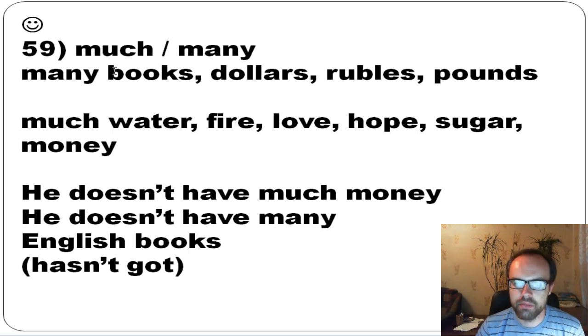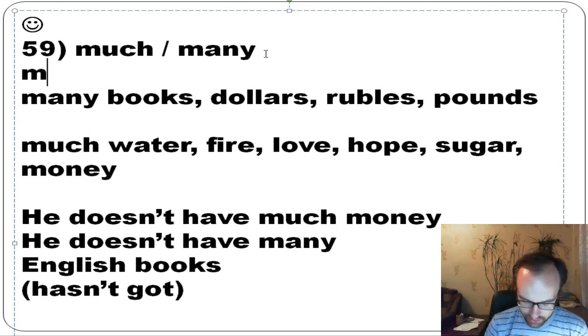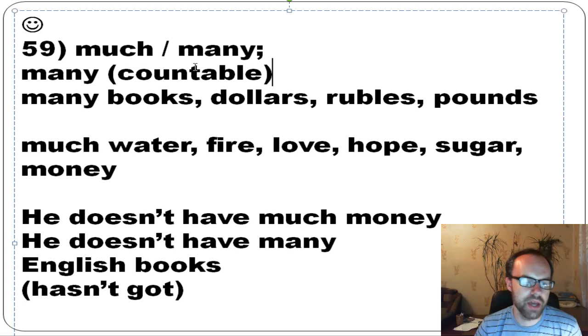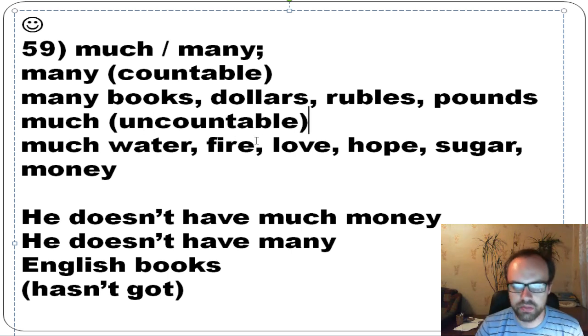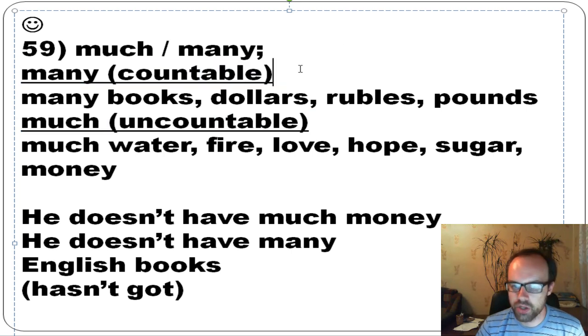So we use many with countable nouns. Look, so we can count them: many books, many dollars, many rubles, many pounds. And we use much with uncountable nouns. So you see, much water, much fire, much love, much hope, much sugar, much money.